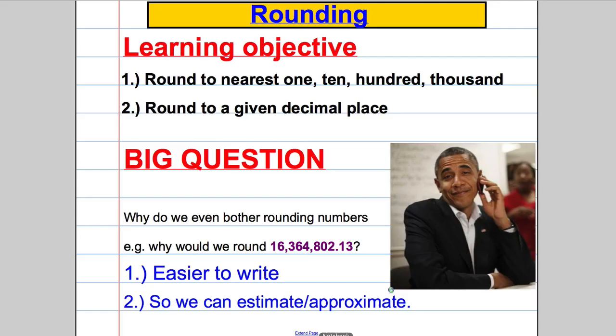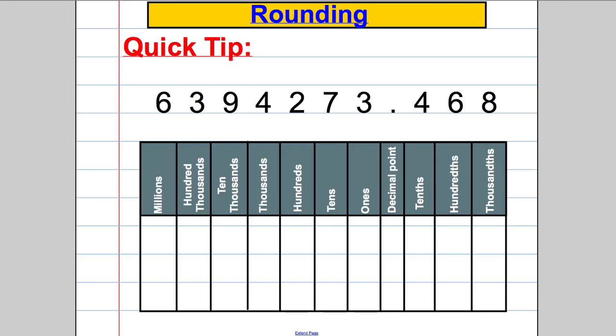Okay, so going back to our lesson, that's why we do it. And a quick tip before we start rounding: if you're given a number to round, think about its place value. A nice thing to help you with this is to put in the commas for thousands. I would always put in the comma after every three digits before the decimal point, just to make sure you're following the thousands properly.